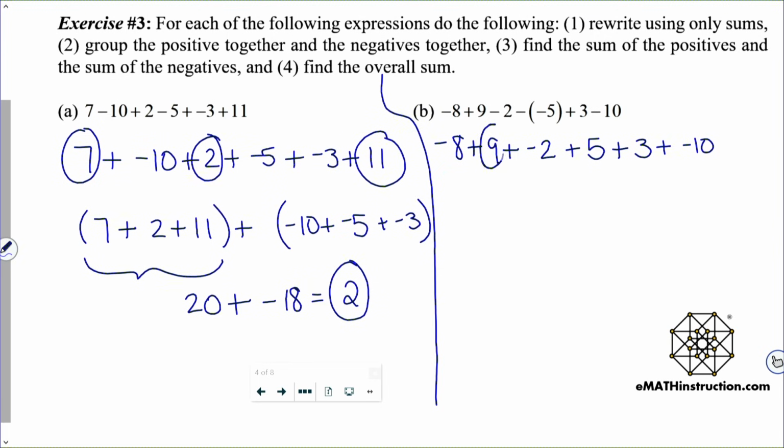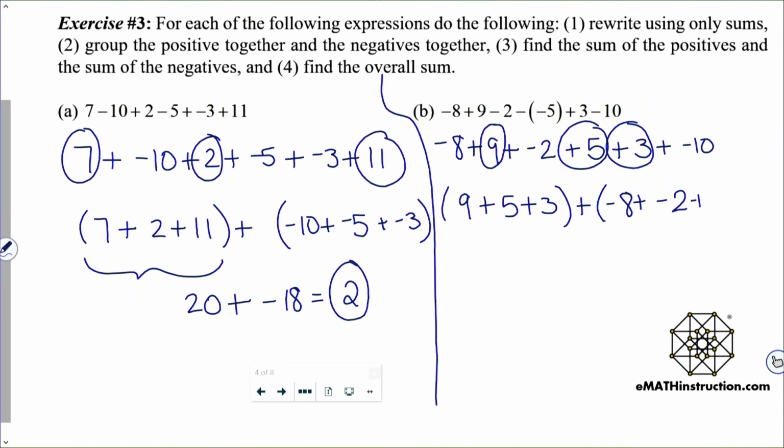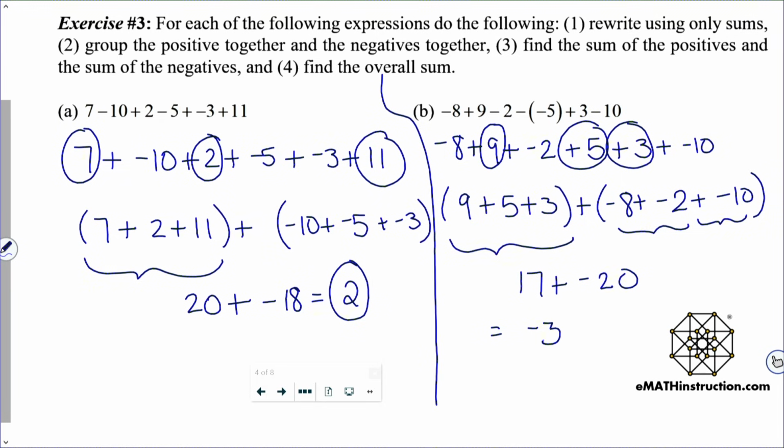Again, I'm going to take my positives, 9, 5, and 3. I'm going to group those. And then I'm going to take my negatives, -8, -2, and -10. I'm going to group those. I'm now going to add that. 9 and 5 is 14, plus 3 is 17. -8 and -2 is -10, plus another -10 is -20. And 17 plus -20 will leave us with a net -3.